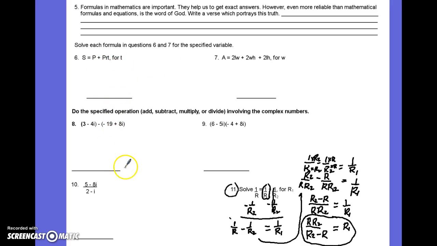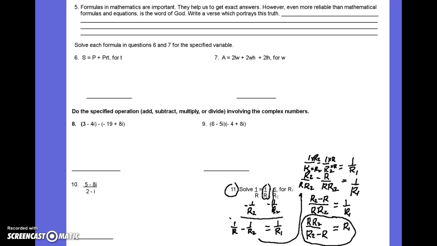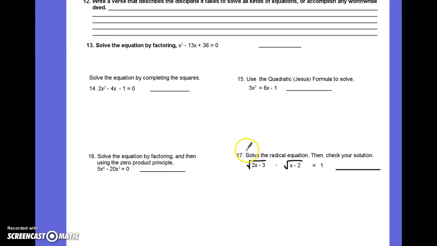Is there any around here? I trust that these will be fine for you. Let's go to the other side. Still looking for ones that I think might be potentially troublesome for people. Just the quadratic formula is fine. Completing the squares.